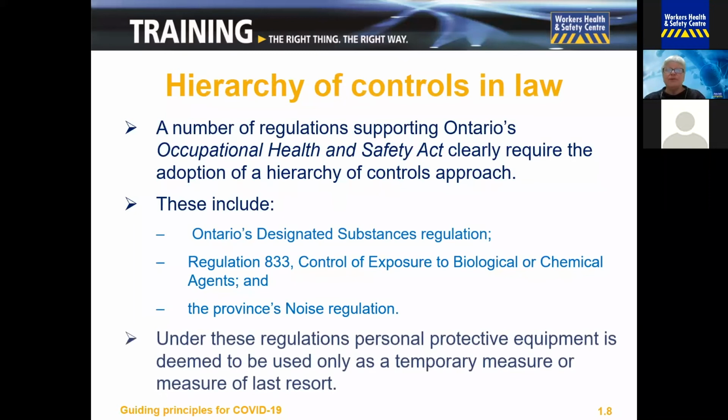The hierarchy of controls is yet another principle that should underpin employer efforts to take reasonable precautions during COVID-19. A number of regulations supporting Ontario's Occupational Health and Safety Act clearly require the adoption of a hierarchy of controls approach. These include the Designated Substance Regulation, the regulation controlling exposure to biological or chemical agents, and the province's noise regulation. Under these regulations, personal protective equipment is deemed to be used only as a last resort or only as a temporary measure.